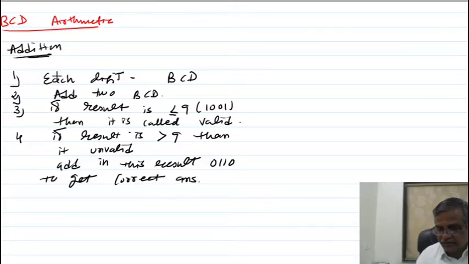What is the first step I have written? The decimal digit you have to write in its equivalent BCD. The decimal number which is given to you for the addition is to be written in its equivalent BCD. Add the two equivalent BCDs. If the result is less than or equal to 9, then it is called a valid result, and that is your answer. If the result is greater than 9, then it is invalid. In this invalid result, you add 0110 to get the correct answer.